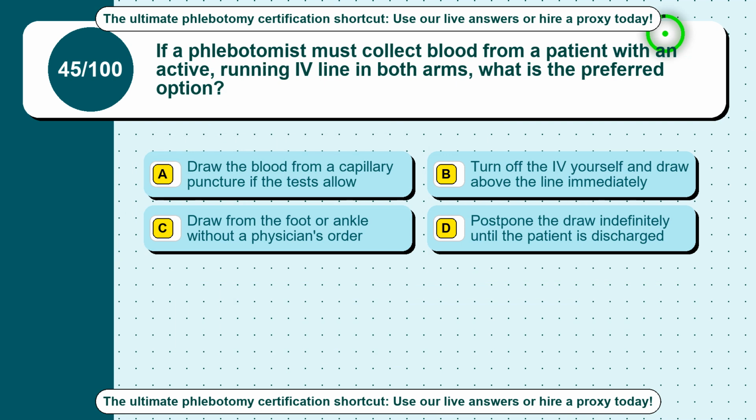Question 45. If a phlebotomist must collect blood from a patient with an active, running IV line in both arms, what is the preferred option? Option A. Draw the blood from a capillary puncture if the tests allow. Option B. Turn off the IV yourself and draw above the line immediately.